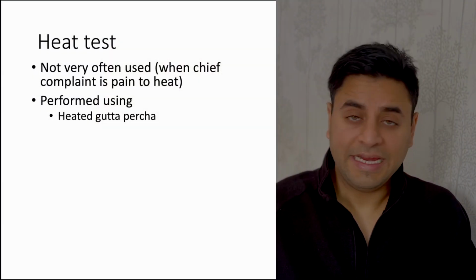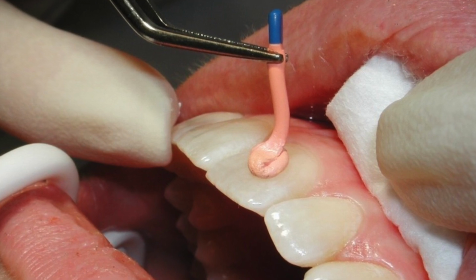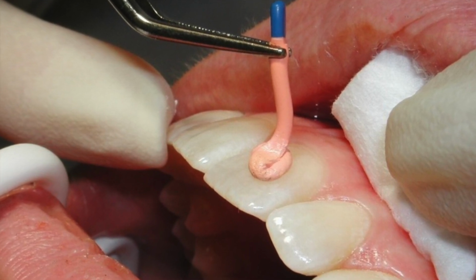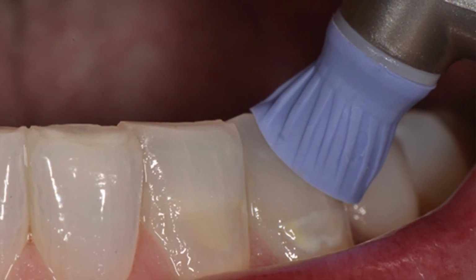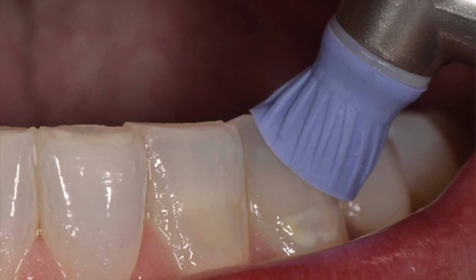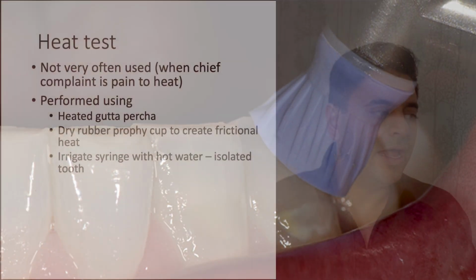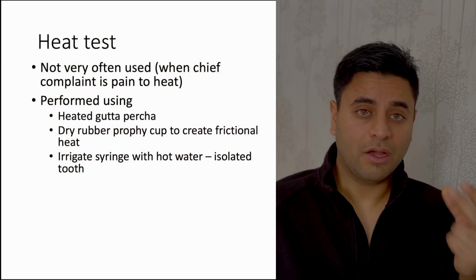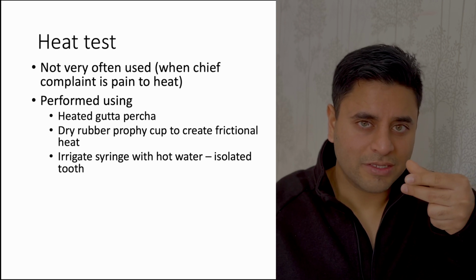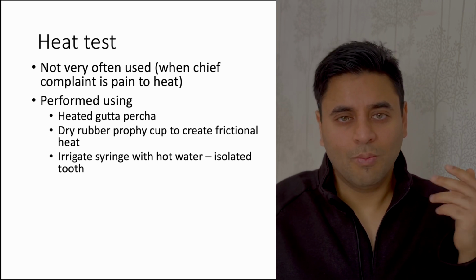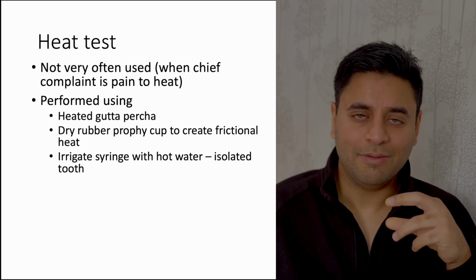It is performed using heated gutta percha. There are gutta percha sticks, and you heat the front of one and then apply it on the incisal or the middle third of the tooth. Another option is a dry prophy cup. You run that dry prophy cup without anything on a dry tooth so that it creates some frictional heat, which is not something we use very often anymore. And then there is the irrigating syringe. You take hot water in a syringe and try to apply that hot water on a single tooth. Now just think about how well that is going to work. It's going to go on the adjacent tooth as well, so there is no way you can keep a control tooth.